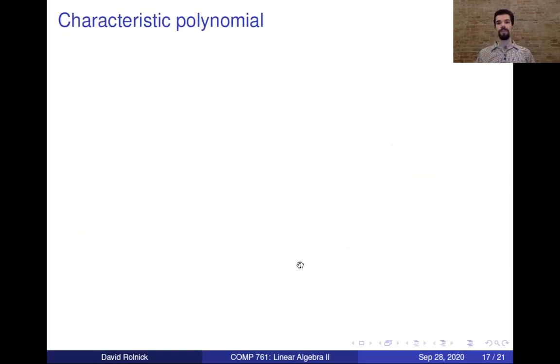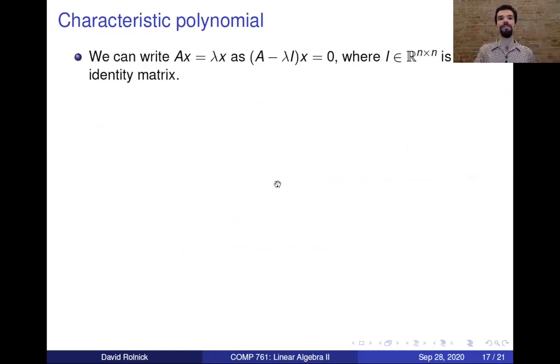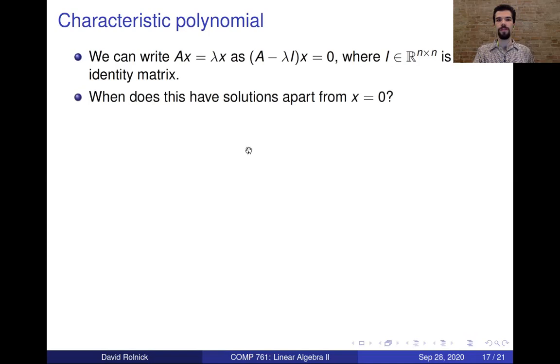Okay. So let's look at the characteristic polynomial, which is going to tie a lot of these things together. We can write Ax equals lambda x as (A minus lambda I) x, and that is something we want to be equal to 0. Here we're looking at the n-dimensional identity matrix. Now, when does this have solutions apart from x equals 0?